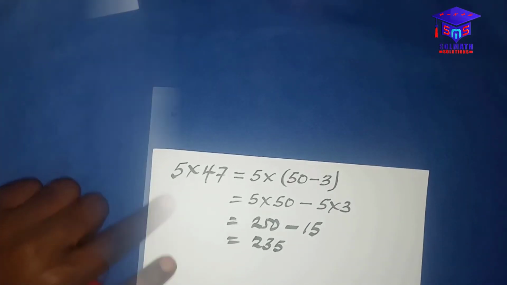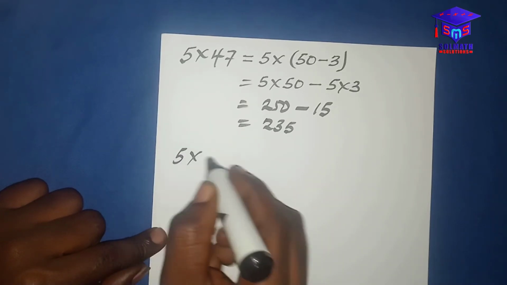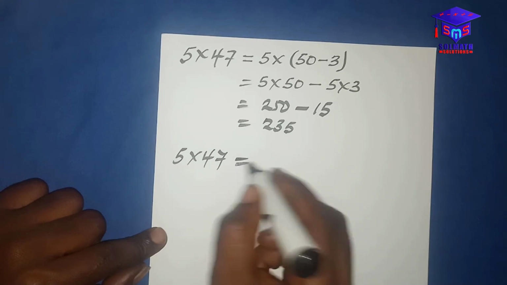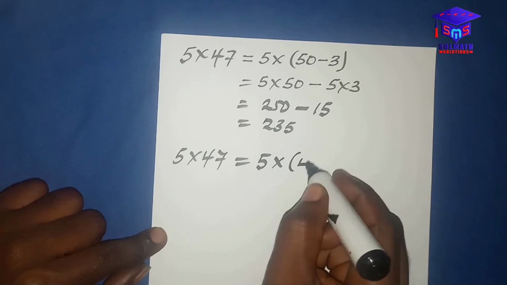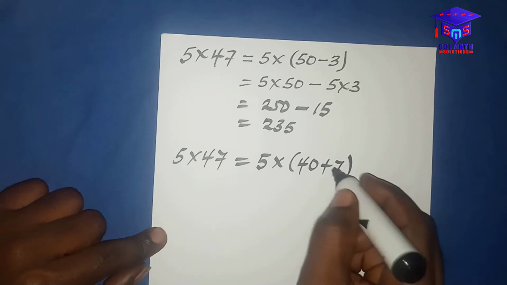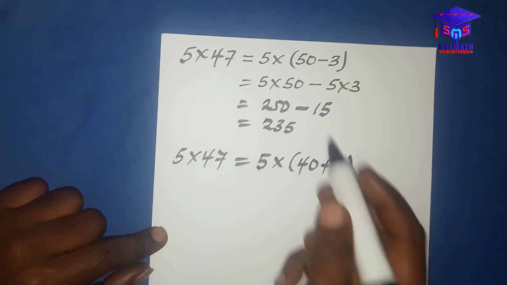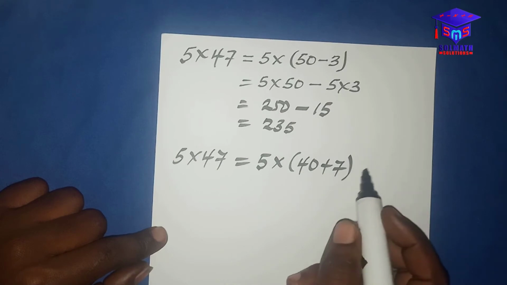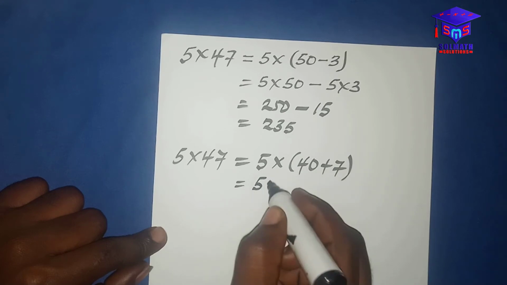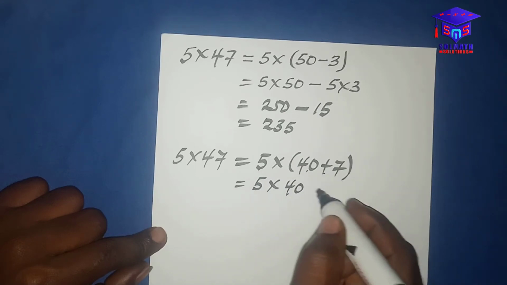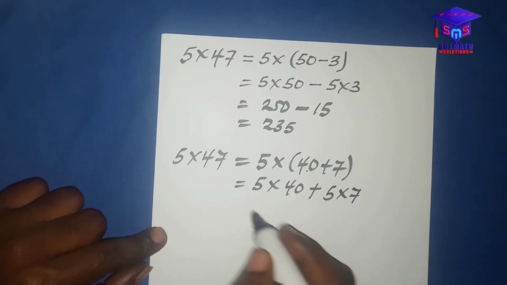The same problem, let me put this one aside. We can simplify this. 5 times 47, we can rewrite this one also as 5 times 40 plus what? 7. So 40 plus 7 is actually the same as what? 47. Alright, so it's either you do it 50 minus 3 or 40 plus 7. Good. So this will be equal to, using the distributive property, 5 times what? 40 plus 5 times what? 7. 5 times 7. Good.